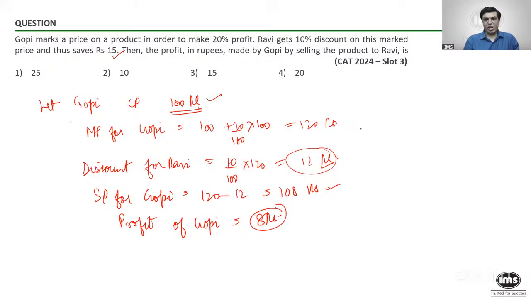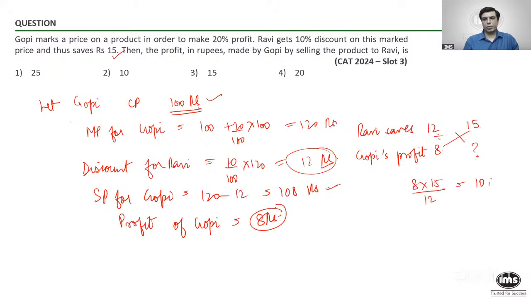We can say that when Ravi saves 12 rupees, then Gopi's profit is 8 rupees. So if Ravi is saving 15 rupees, then how much will be Gopi's profit? Let's cross multiply: 8 into 15 divided by 12. That is nothing but 10 rupees. That is the second way of answering this question.